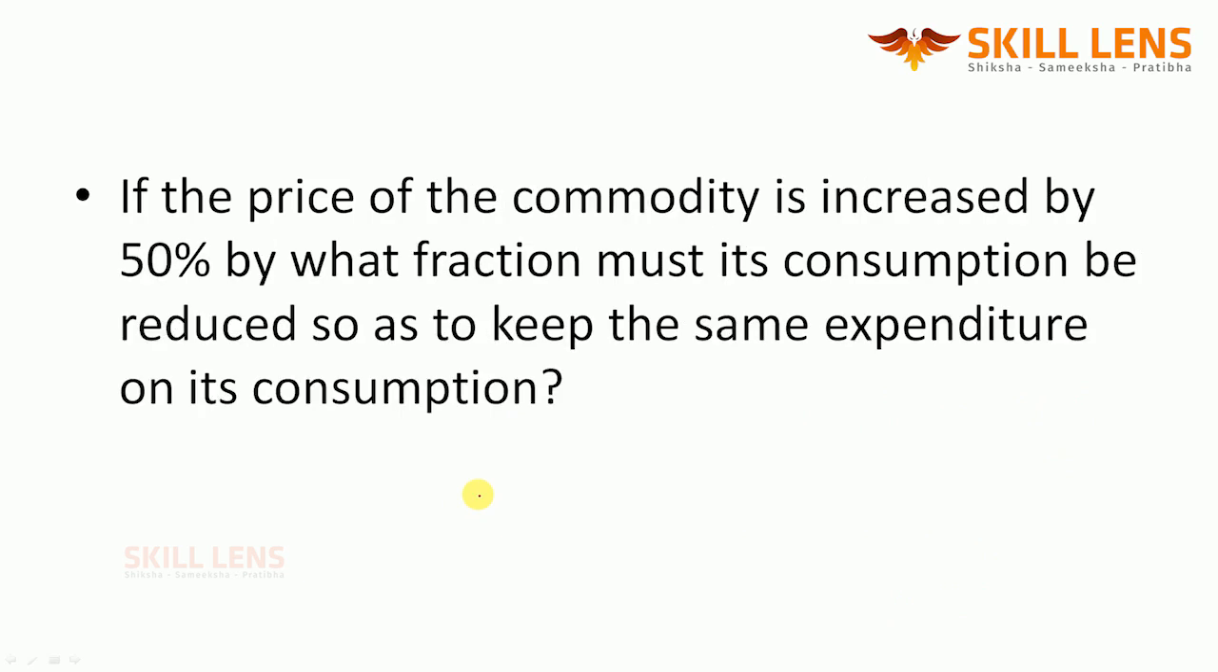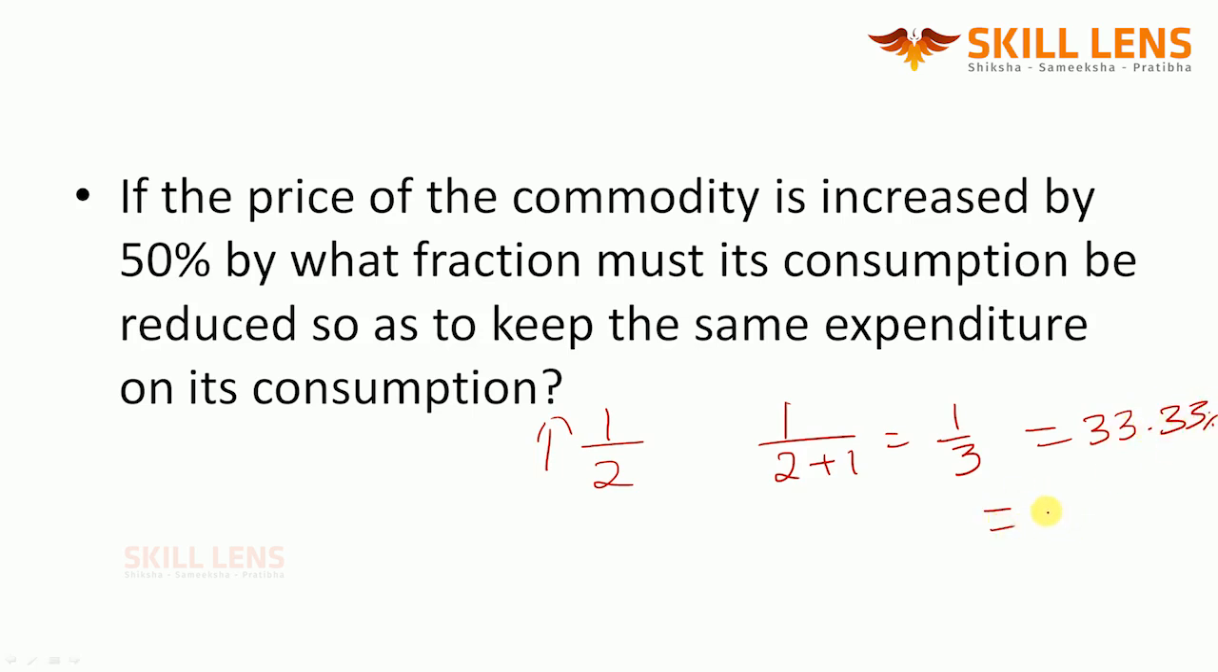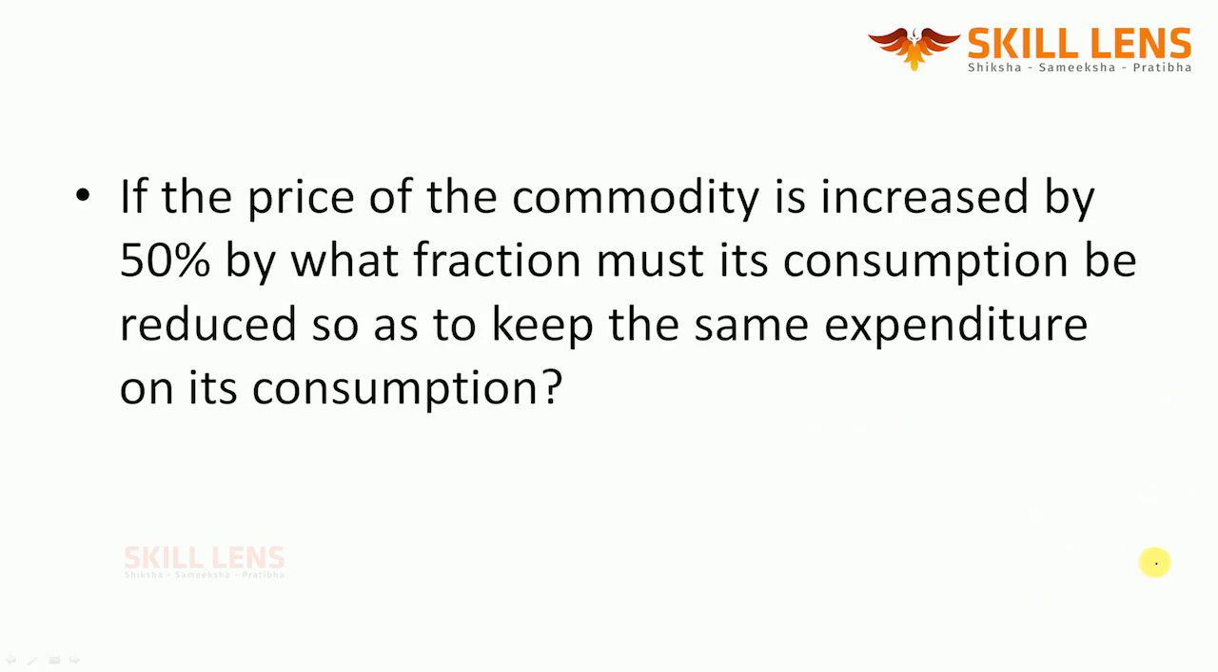Let's move on to the next question. The price of a commodity increased by 50%. The moment you saw 50%, it is 1 by 2. When it is a 1 by 2 increase, the other value will decrease by 2 plus 1, that is nothing but 1 by 3. What is 1 by 3? 33.33%. That's it. Did you take more than 10 seconds? Not really.